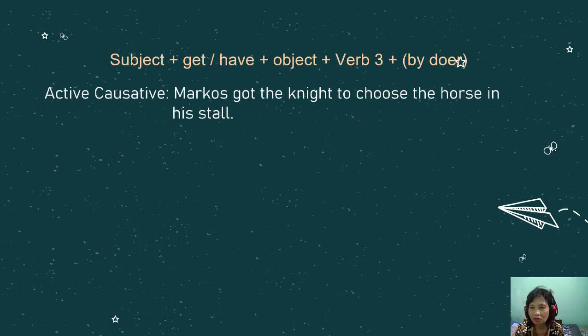Okay, let me give you one more example. I will use: Marcos got the knight to choose the horse in his stall. Again, we will change this into passive voice first. So the knight, you put it here. And then because this is simple past, this is verb 2, we need the to be was. This shows simple past. Was got. You can have got or you can have gotten. The same meaning, the same form. Okay, and then put this: to choose the horse in his stall. The knight was got to choose the horse in his stall.